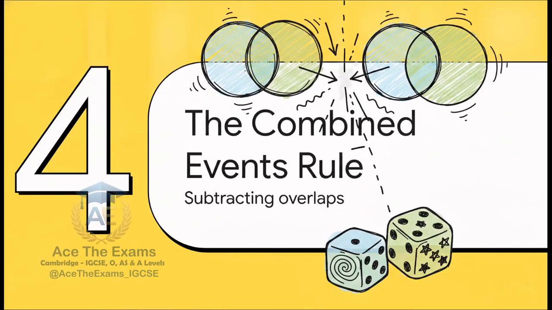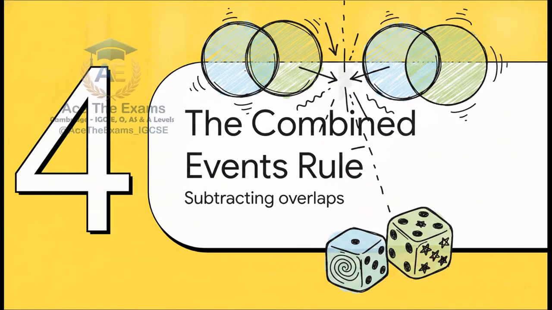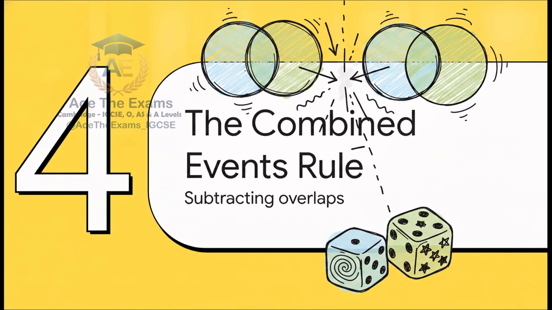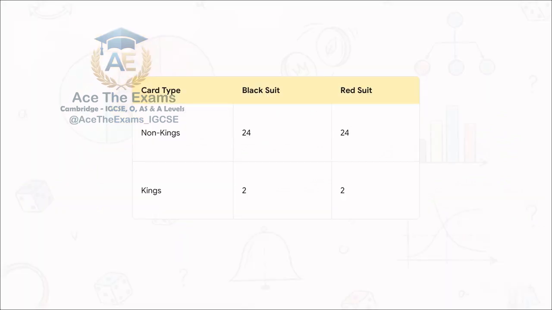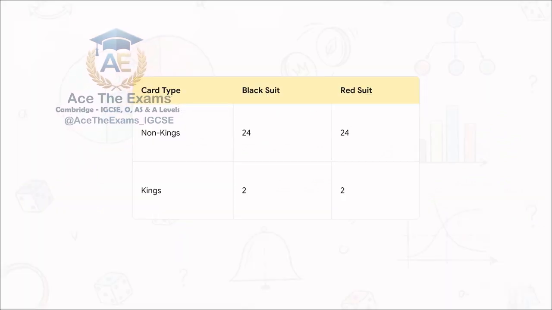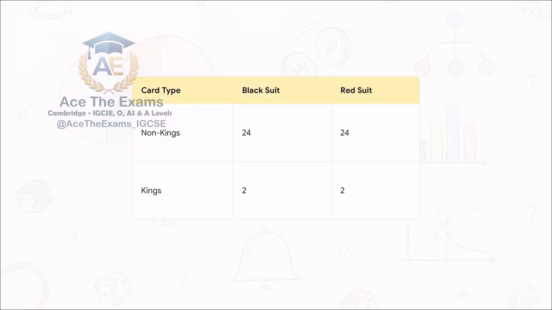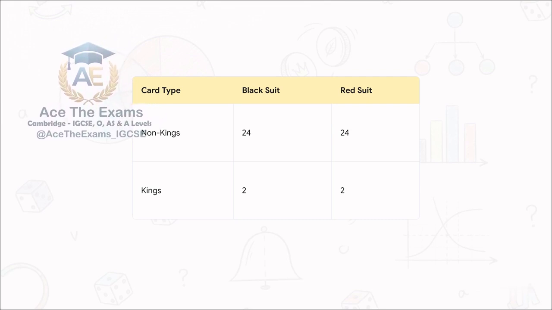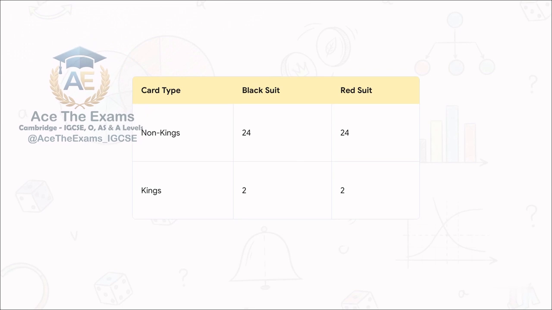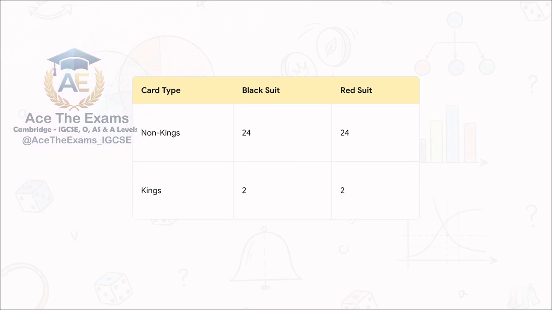Let's head into our final part, Section 4, the Combined Events Rule. Let's see what happens when a single outcome can belong to two different winning conditions. So, we just talked about things that can't happen together, but what happens when events do collide? Imagine laying out a standard deck of 52 cards. Let's say you need to calculate the probability of pulling either a black card or a king.